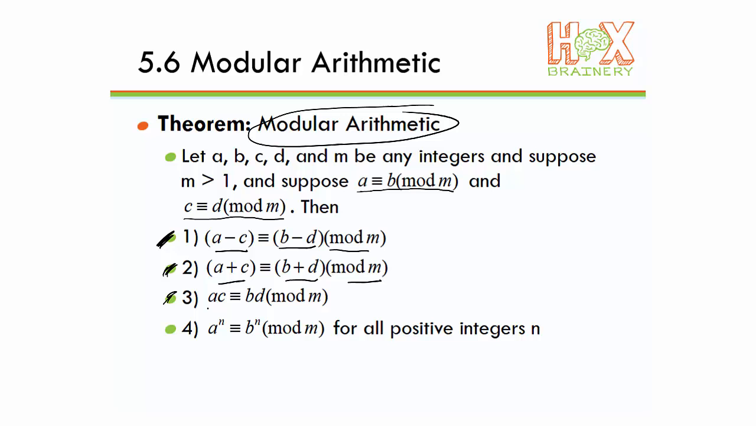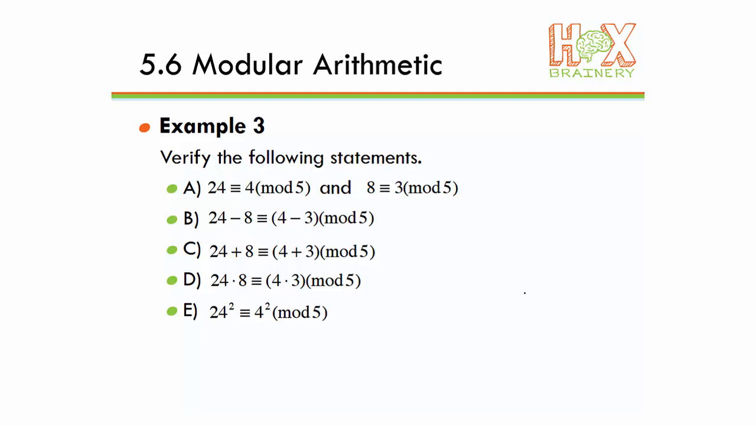And if you do multiplication, a times c is congruent to b times d mod m. And if you use powers, a to the nth power will be congruent to b to the nth power mod m for all positive integers n. So that exponent has to meet a certain condition. We'll go through and get used to this. We're just going to verify these following statements.